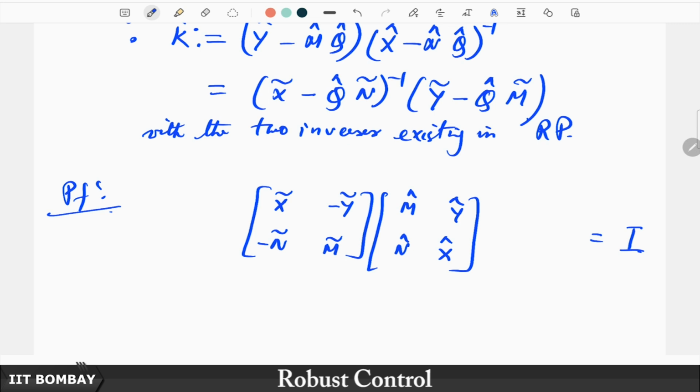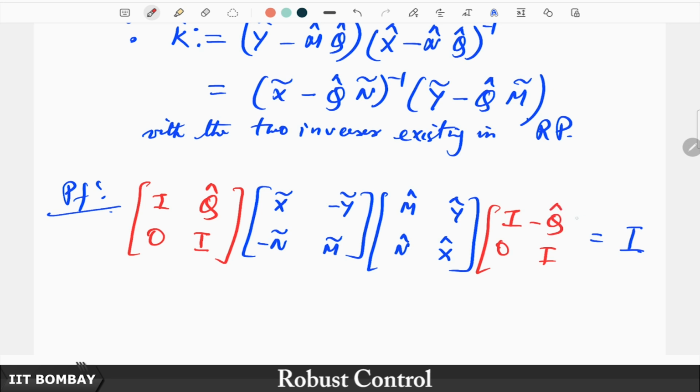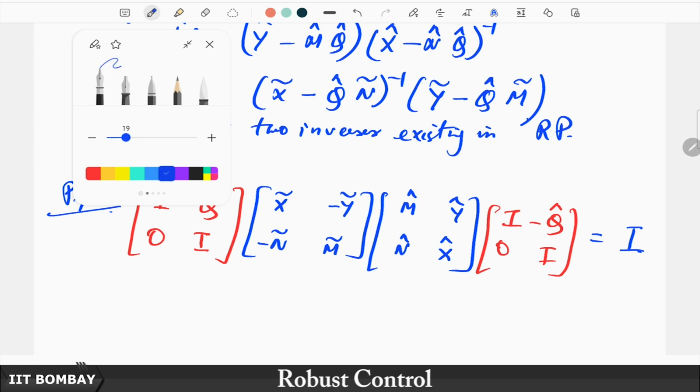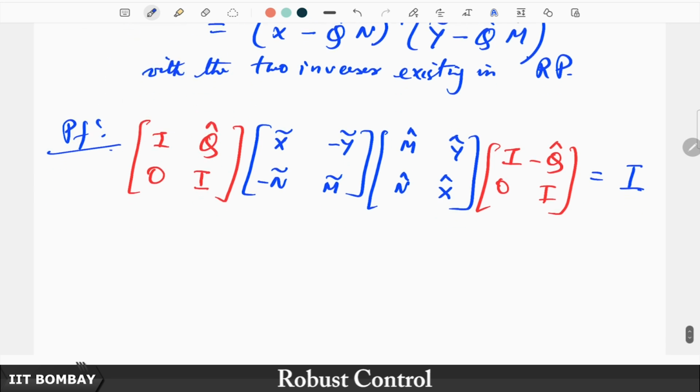Now, if I hit it with a matrix and its inverse on the left and right, it is still going to be true. So, that is what I am going to do. Let me use a different color. Let me hit it with this particular matrix, I, q hat, 0, I, and I, minus q hat, 0, I. You can check that these are inverses of one another and therefore would not matter on the right hand side of the equality.